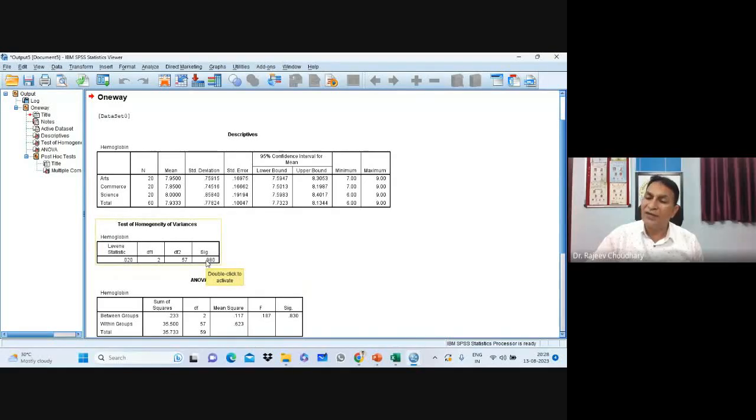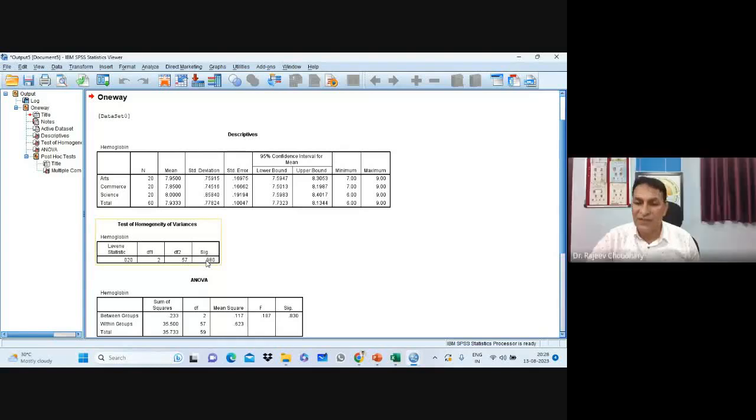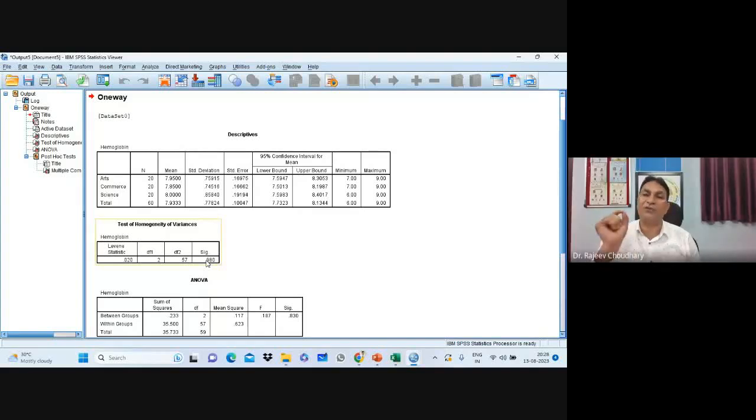How many assumptions should be fulfilled to apply one-way ANOVA? Assumption of normality and the additional assumption. What is the additional assumption? Homogeneity of variance. Yes. Please write down point number 1, condition number 1. If both the assumptions are fulfilled, the assumption of homogeneity of variance and the assumption of normality, we have to apply one-way ANOVA.